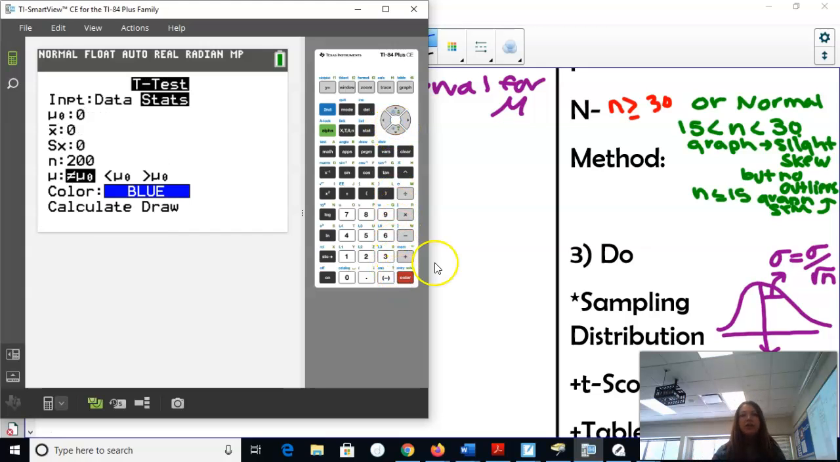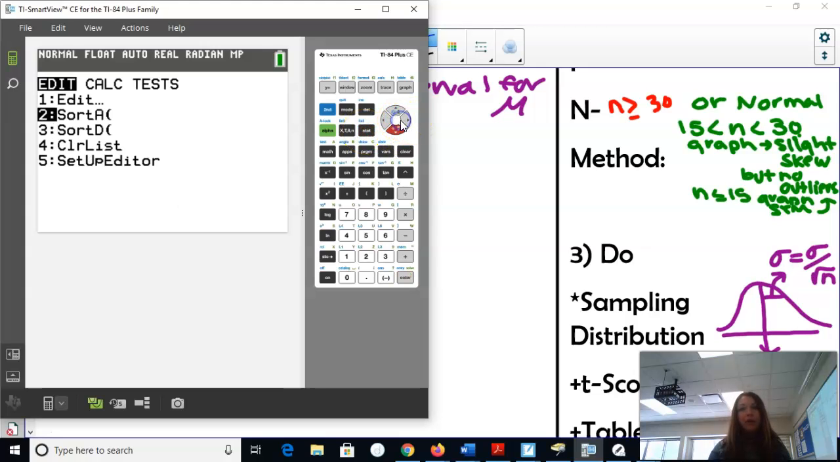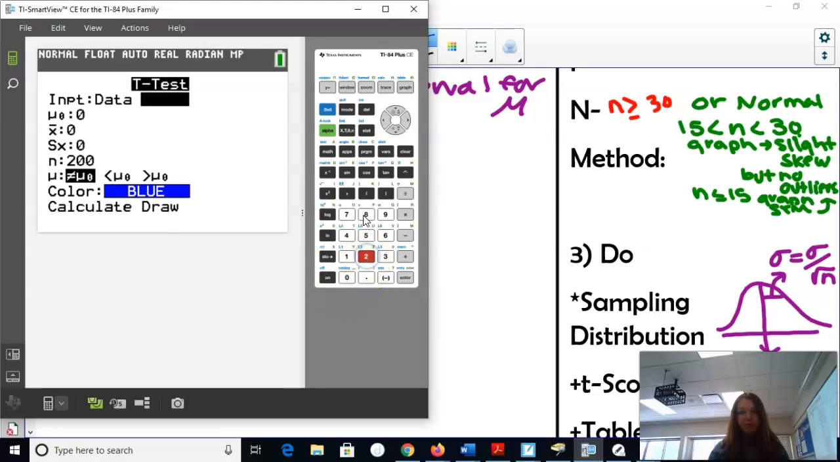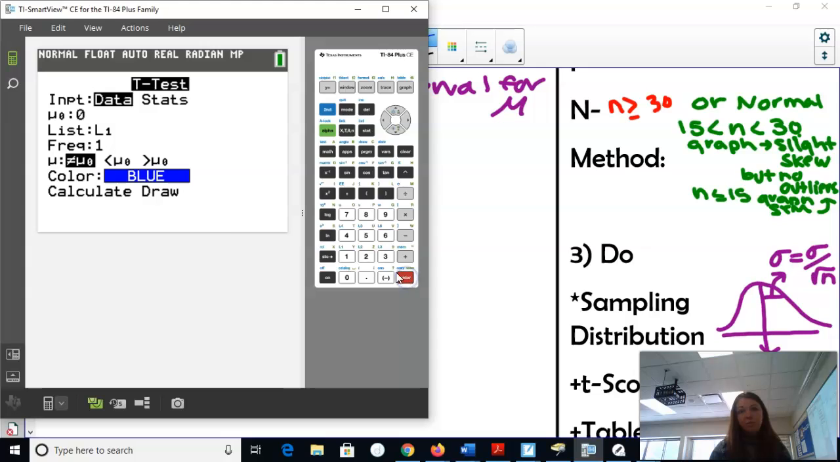You should see this screen. So again, how did I get there on my own calculator? Stat, I arrow over to tests. I'm at t-test, number 2. Okay, now I ask myself, do I have data or do I have statistics? What's been given to me? I have not been given an x bar or an Sx. I have been given data. My data is in list 1 right now, so I'm okay to proceed on that end.